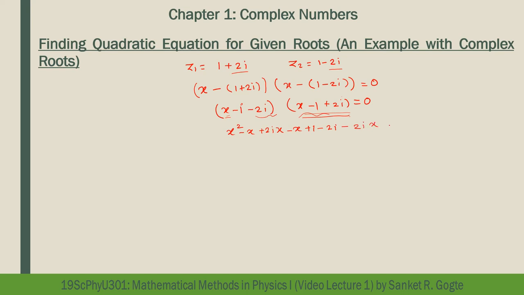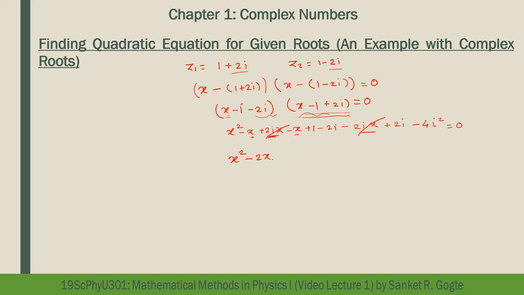2ix plus 2i minus 4i square is equal to 0. Now we have to simplify this equation to get the quadratic equation. First, we will keep this x square as it is. Then let's collect all the terms with x. So this is a term with x, this is plus 2i, this also is x, and this is minus 2i. So these two terms will get cancelled, and then we are left only with these two terms in x. So this therefore is minus 2x.